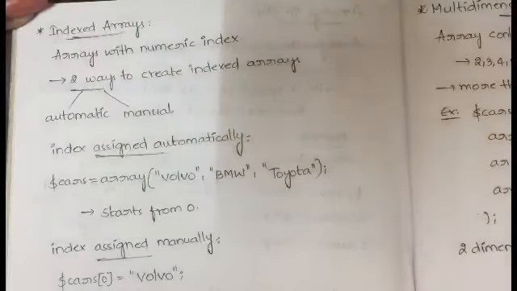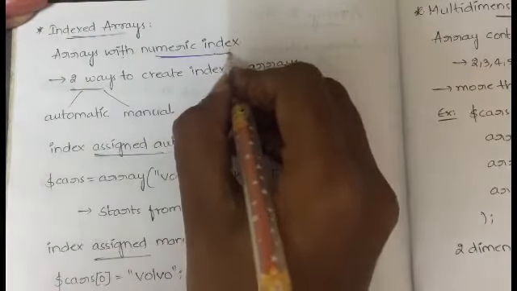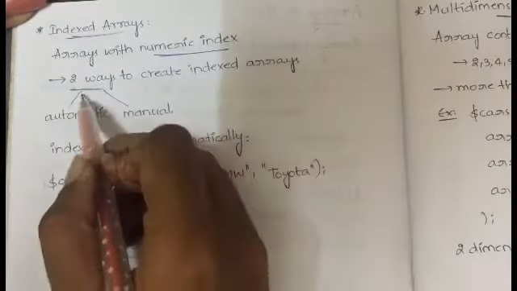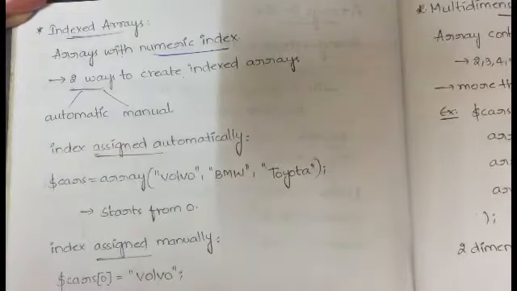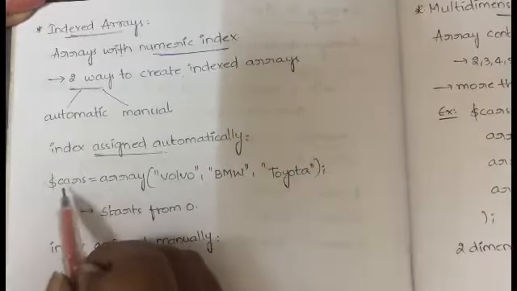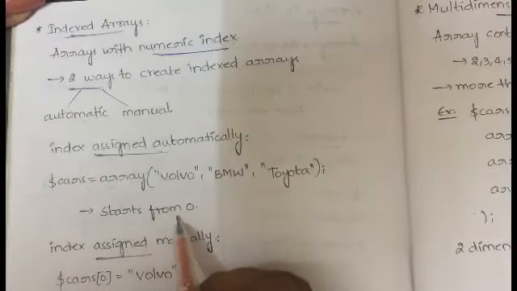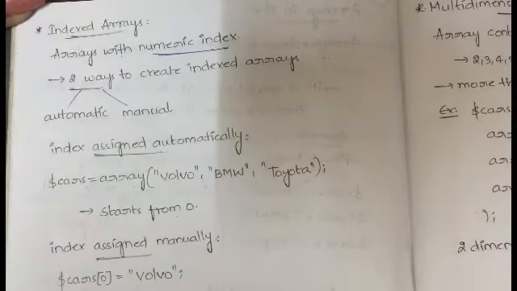If you can see the first one, it's the indexed array with numerical index. Here in an indexed array you will be having numerical index, and you can use two ways to create indexed arrays. The first one is automatic and the second one is manual. In automatic, the numerical index will be assigned automatically by the system itself. Here we have the same array we are using: $cars is equal to array of Volvo, BMW and Toyota. Here it starts from 0. That means you just declare the array in this way and leave. The system will give numbering automatically.